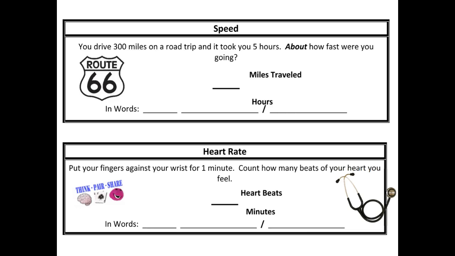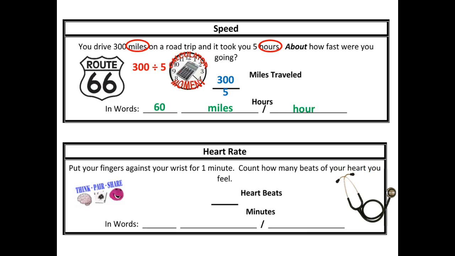Speed is a great example of a common rate. You drive 300 miles on a road trip and it took you 5 hours. So we're looking for the average speed in this case. About how fast were you going? We're looking at how many miles you traveled over how much time. That's 300 miles in 5 hours. If I divide that down so I have a denominator of 1, I'm going to end up with, a little calculator moment if you need it, 60 miles per hour.